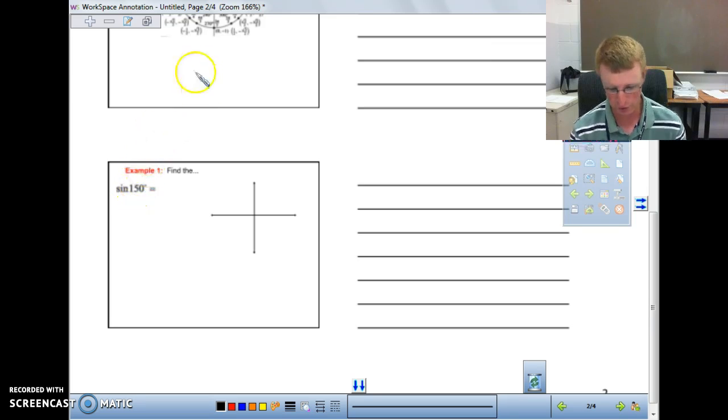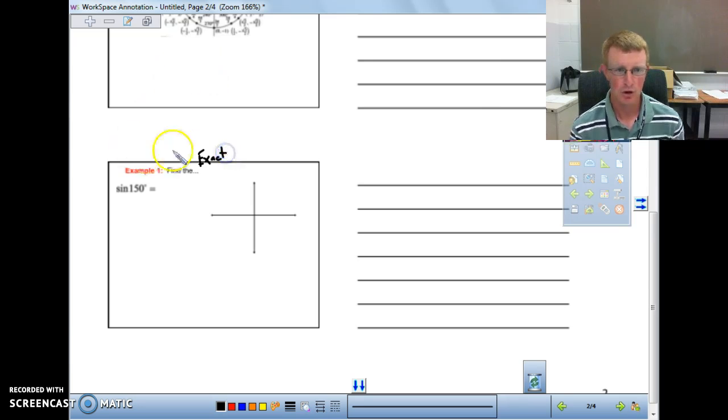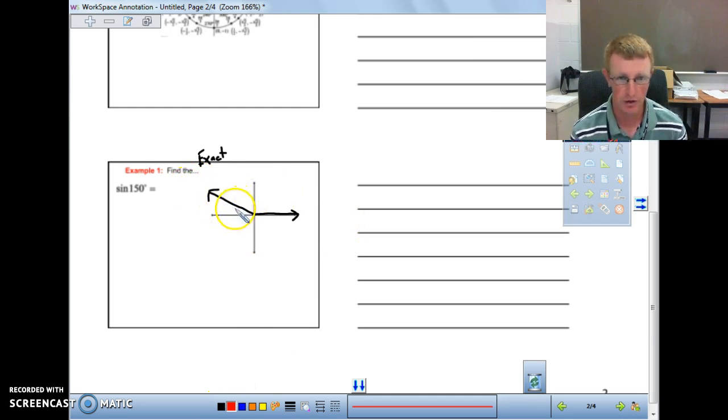Sine of 150 degrees. We want an exact value. So the first thing you want to do is locate where 150 degrees is on your graph. That's going to be somewhere in this quadrant right here, and again, that's from our initial ray. So there's the 150 degrees. You first want to figure out what your reference angle is. Our reference angle is 180 minus 150 equals 30. So there's our 30 degree angle.